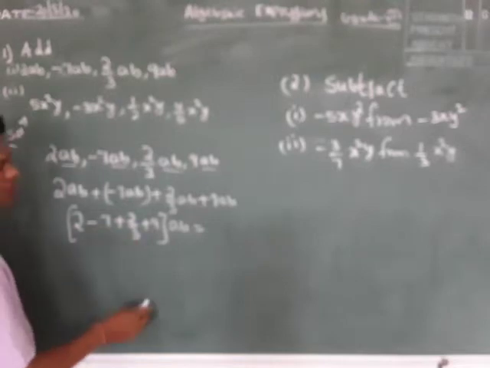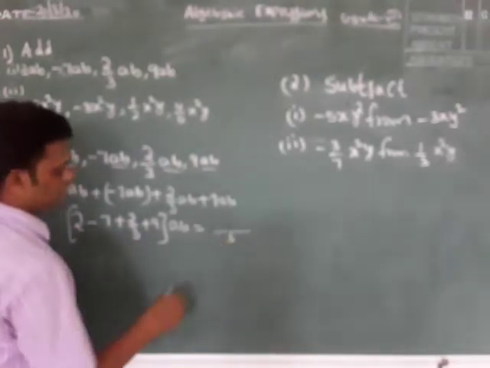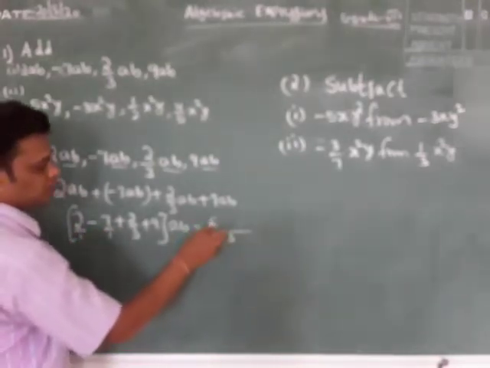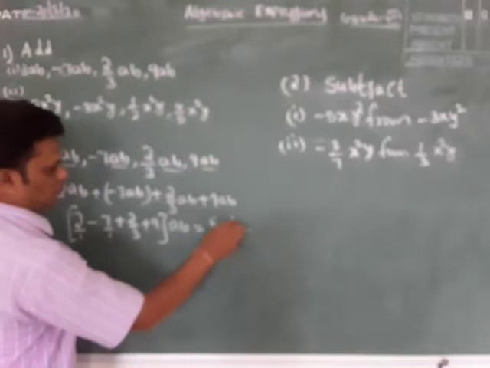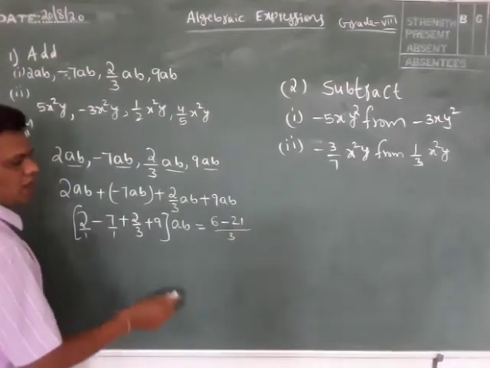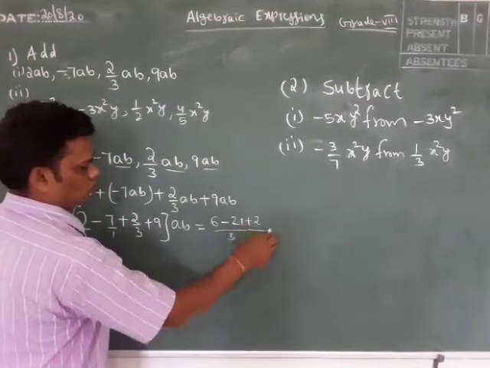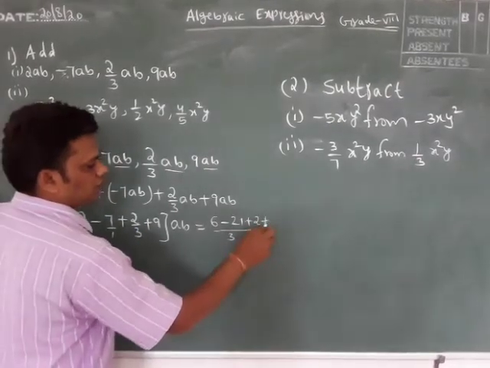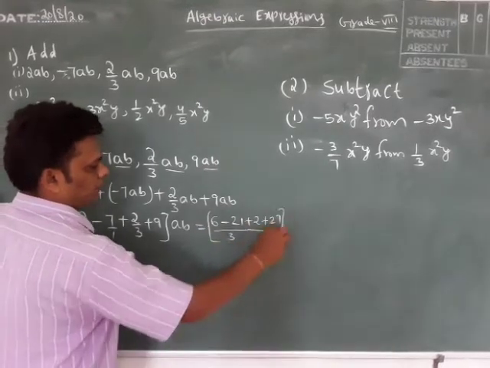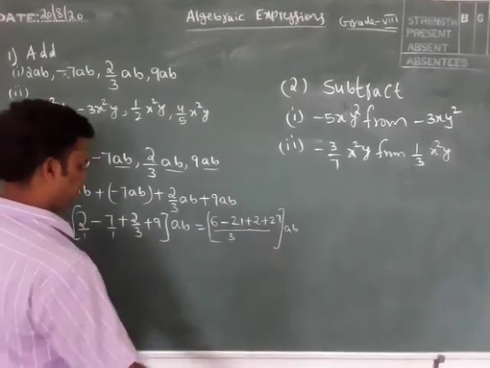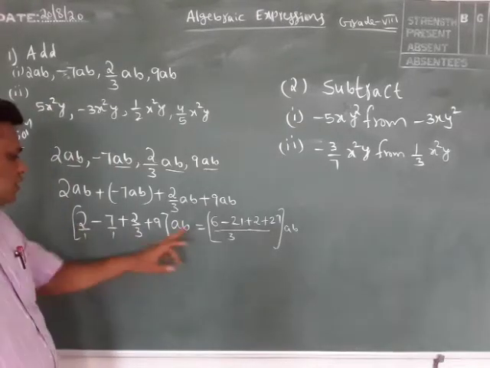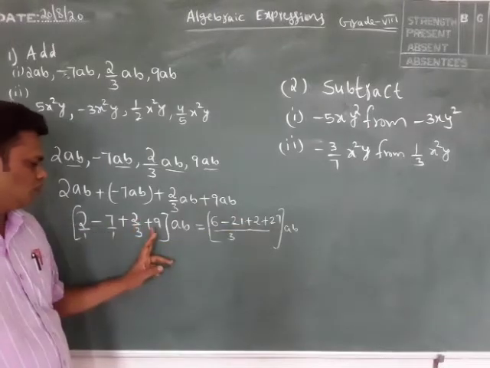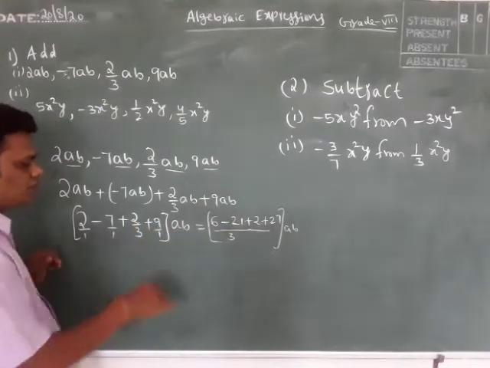See, what is LCM here? 3 is LCM. Nothing to do for 2, 3 2s are 6. 7 3s are 21. 2 as it is plus 2. 9 3s are 27, into ab. See once again: 2 3s are 6, 7 3s are 21, 9 3s are 27. Here also nothing to do.